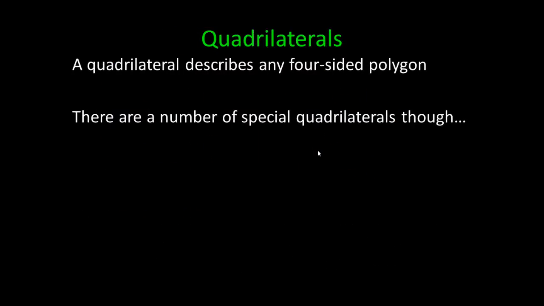Quadrilateral. A quadrilateral describes any four-sided polygon. We're going to be dealing a lot with these. There's a number of special quadrilaterals. Now, what I want to get into in the next section is going to be about proving quadrilaterals. So yes, there might be some theorems and other things involved, but for now we're just going to learn about the different types. So first up, we have these.